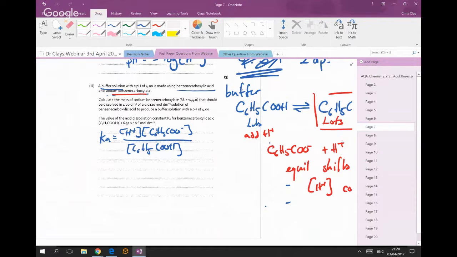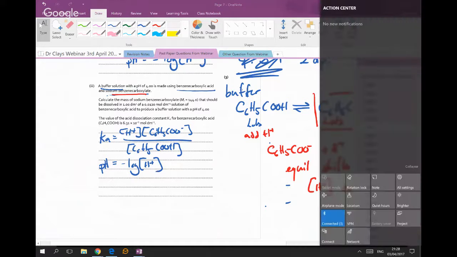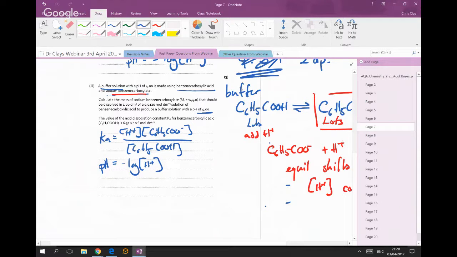The value that they've used for the acid dissociation, I'm going to recalculate this as we go through. And we've also got this equation where pH equals minus the log of the hydrogen concentration. Okay, so what do we know from this question? Well, we know that we've got the pH, so we can find out the H plus concentration. We've got Ka, and we're trying to find out the value of the C6H5COO minus. And we've also got the concentration here of C6H5COOH. So we should have everything we need in order to find out the concentration of C6H5COO minus and therefore the mass. First thing then, work out the H plus.